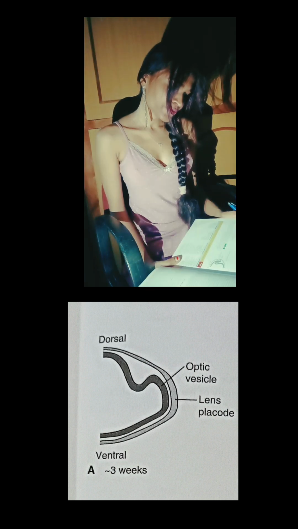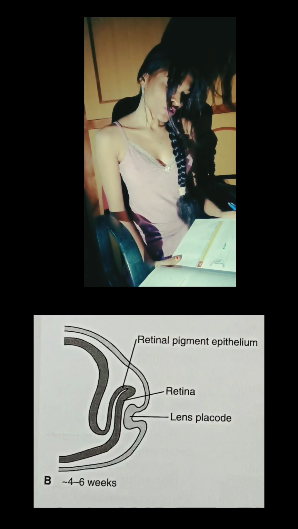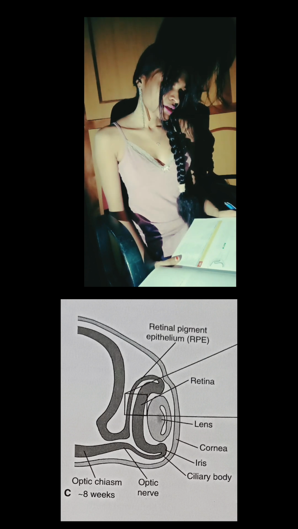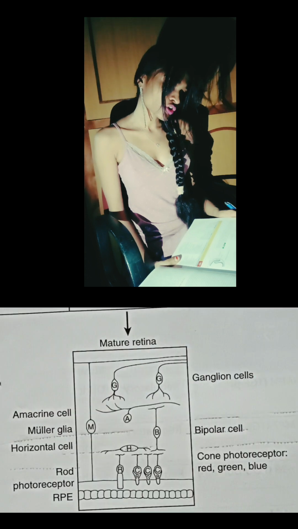Figure 1.3, schematic of early eye development from the optic vesicle stage A, lens placode stage B, and optic cup stage C. During the optic cup stage C, the neurogenesis of the retina proceeds in a highly regulated process with ganglion cells differentiating first, followed by the amacrine cells, bipolar cells, horizontal cells, photoreceptors, and Müller glial cells.